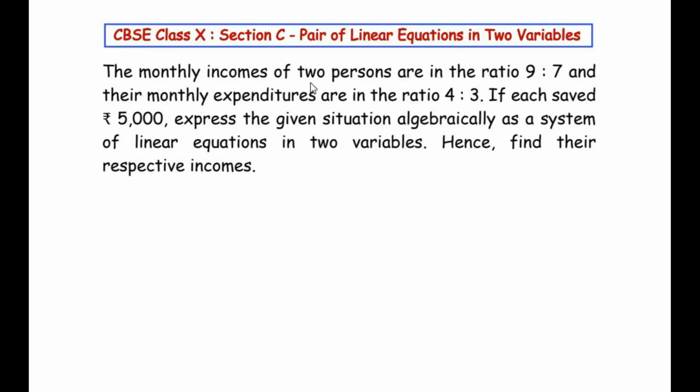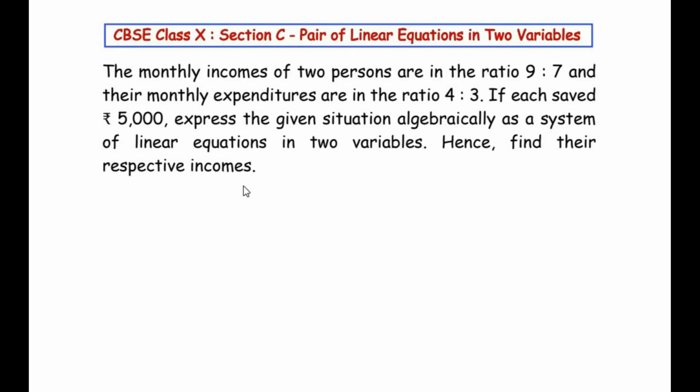The monthly incomes of two persons are in the ratio 9:7 and their monthly expenditures are in the ratio 4:3. If each saved rupees 5,000, express the given situation algebraically as a system of linear equations in two variables, hence find their respective incomes. So let us try to understand the question first.